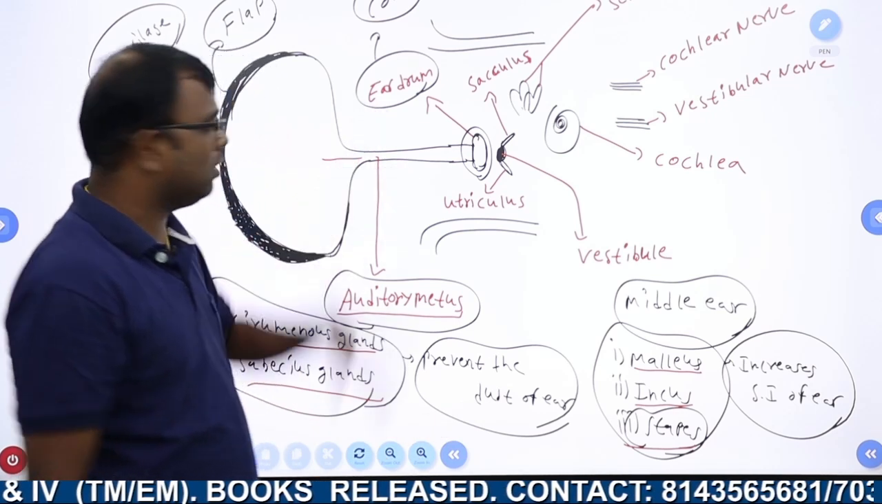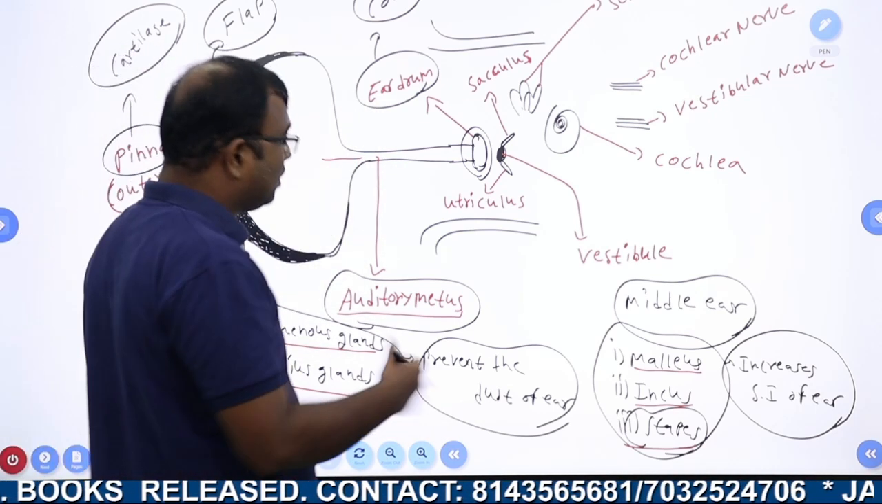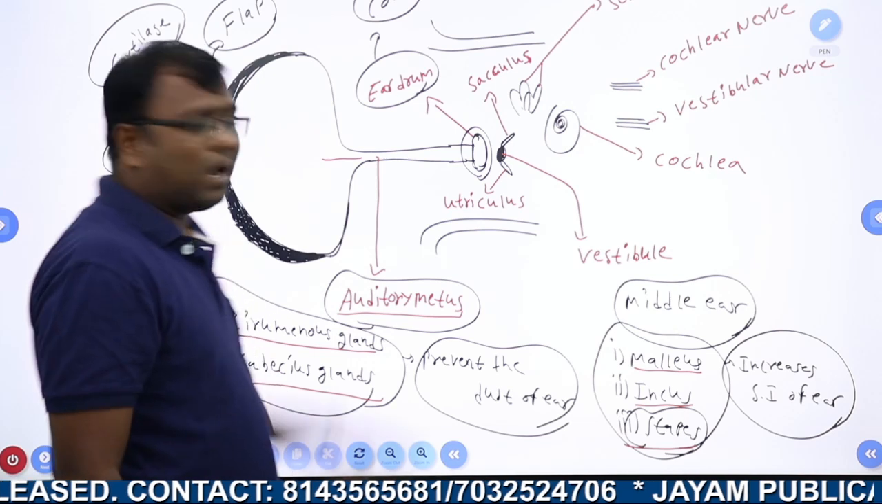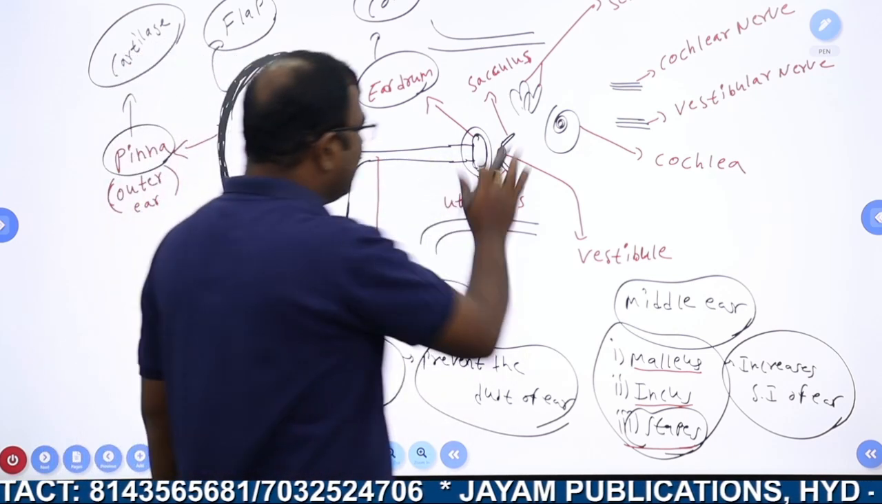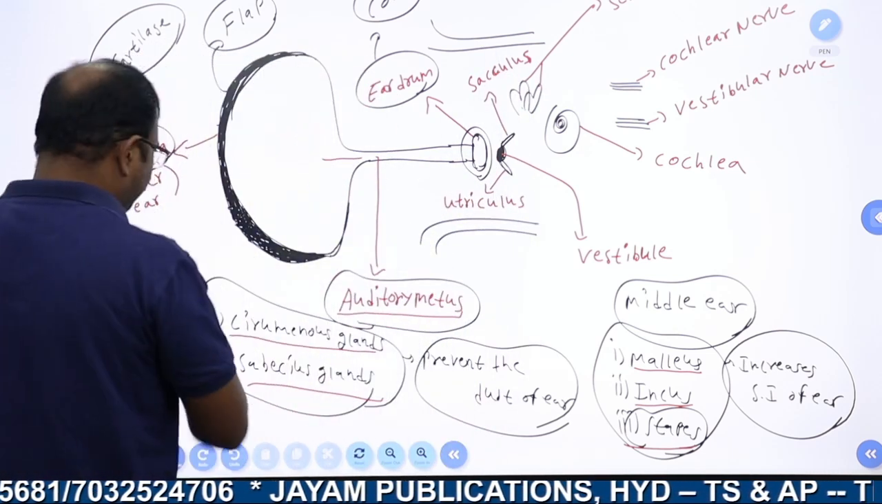This is the inner ear. And next, this is the middle ear. And the next ear goes to the inner ear. This is the total inner ear.